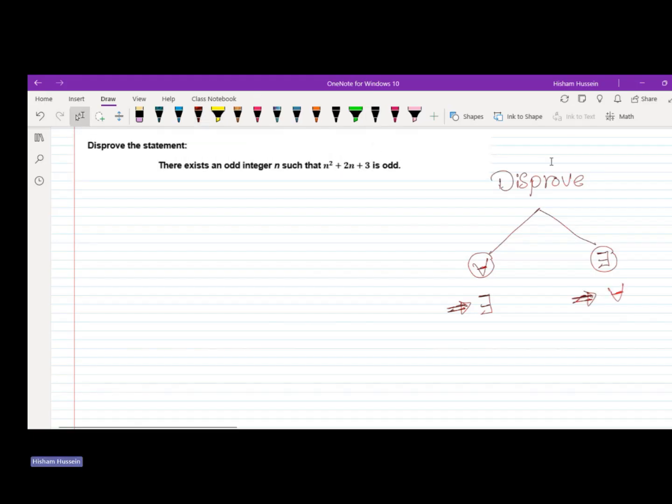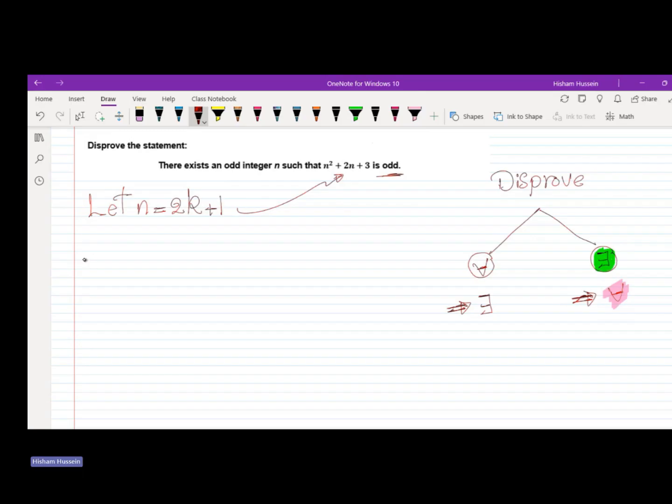There exists an odd integer n such that n squared plus 2n plus 3 is odd. So here we have a there exists statement. We need to negate it, so we need to prove the opposite. Okay, what to do? Let n be an odd integer. n is 2k plus 1. This is the form of any odd integer. And then substitute this n here to prove that the expression is not odd, it is even.